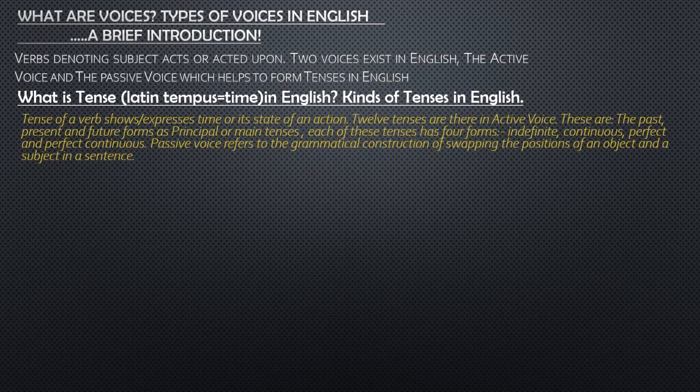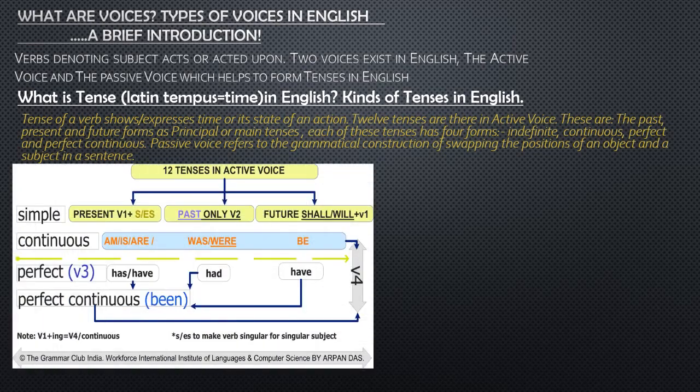Passive voice refers to the grammatical construction of swapping the position of an object and a subject in a sentence. The Grammar Club India presents you with 12 tenses in active voice through a diagrammatic view or mind map view. Here we divided work or action based on stream and time duration with time sequences of tenses.